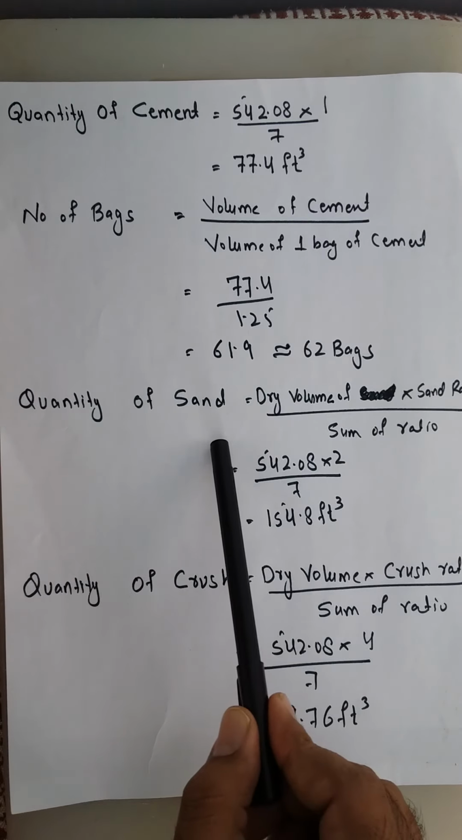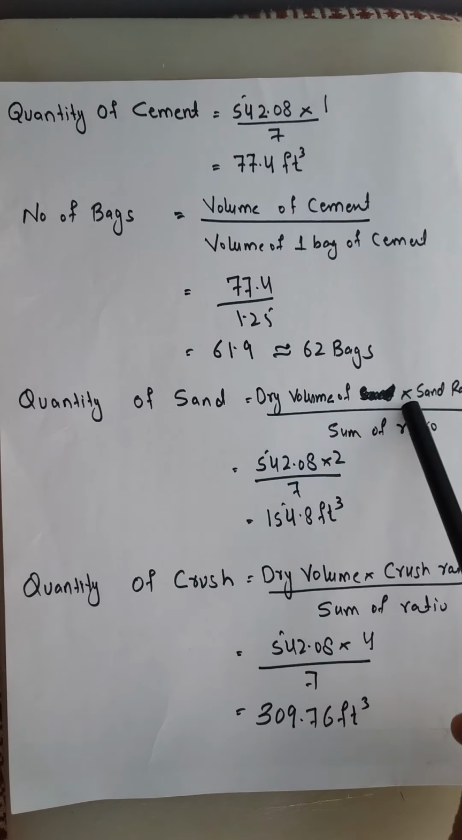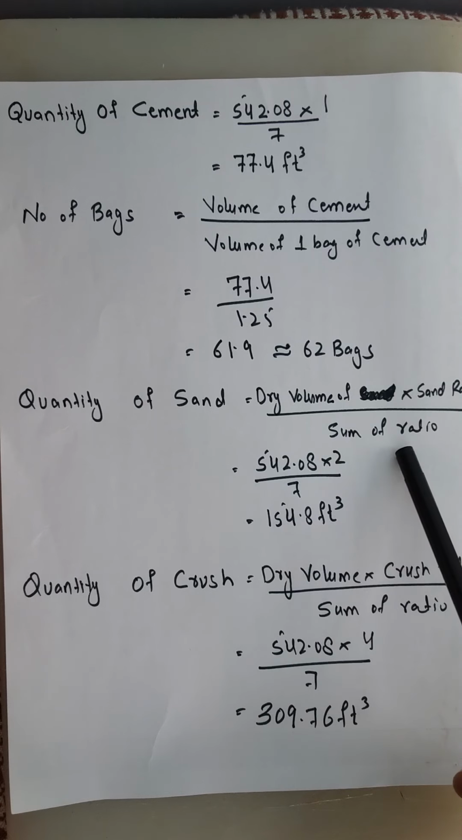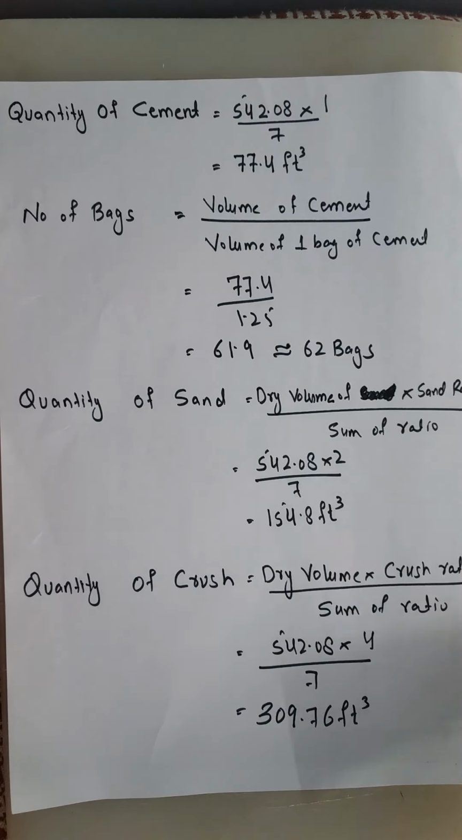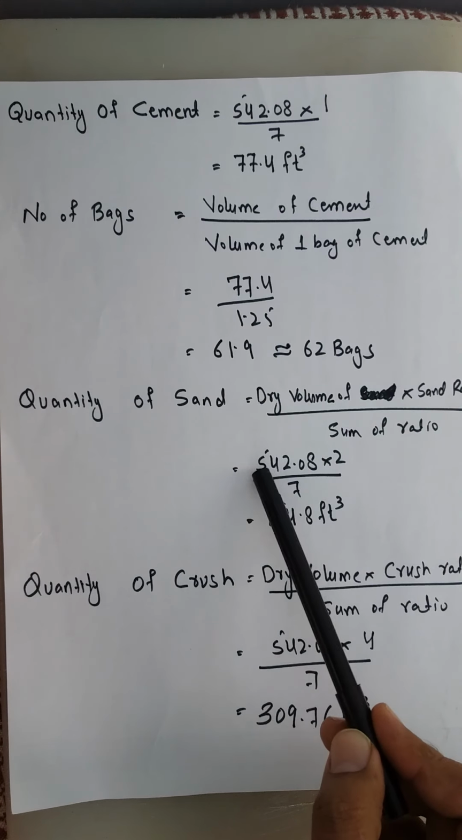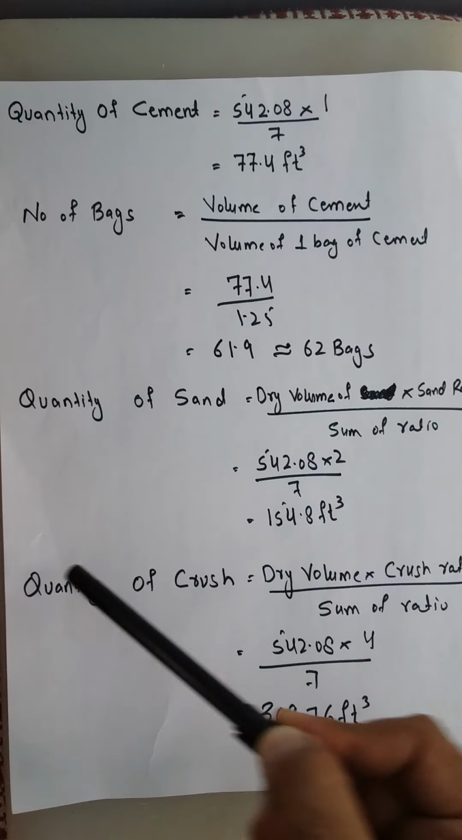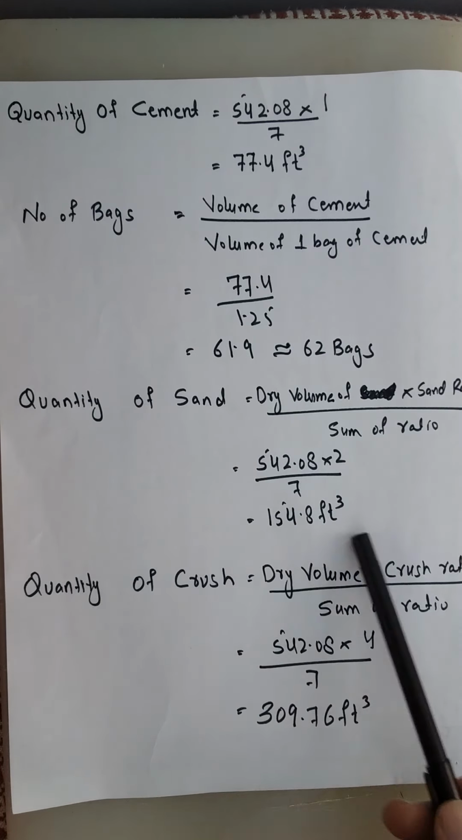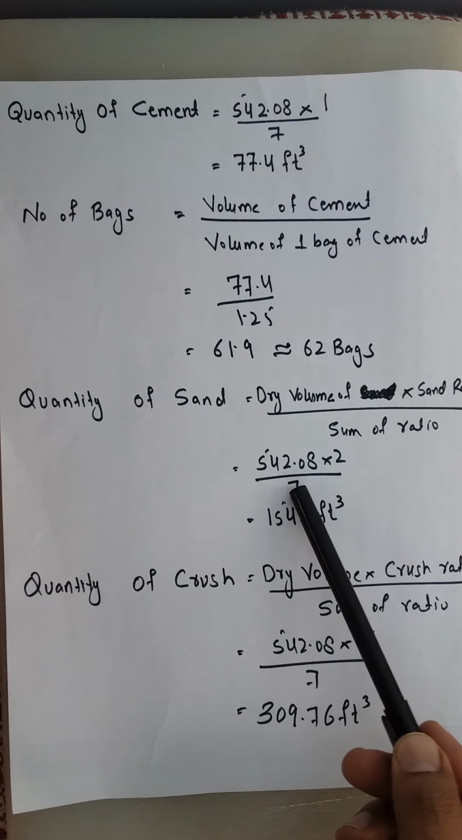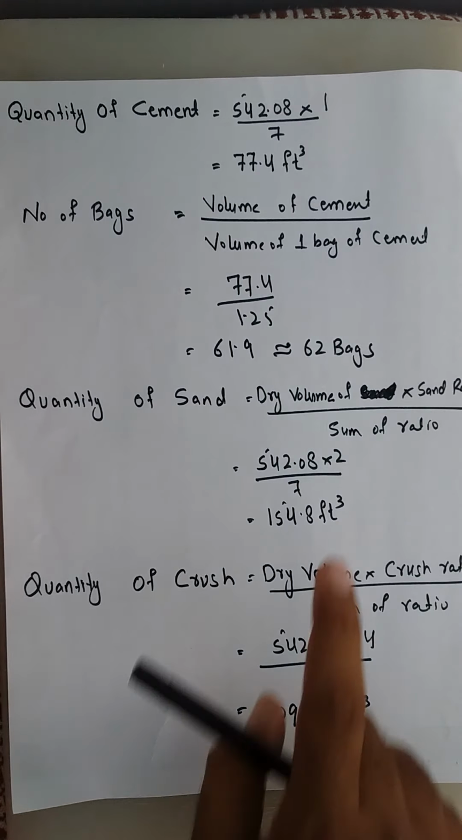Another thing, quantity of sand. Now we calculate the quantity of sand. The formula will be the same: dry volume multiplied by sand ratio divided by sum of ratio. Only this will change, the other things will remain the same in the entire question. 542.08 multiplied by sand ratio 2, and divided by sum of ratio. The sum of ratio remains the same, 1 plus 2 plus 4 is equal to 7. I put the values, calculate, and it comes to 154.8 cubic feet.